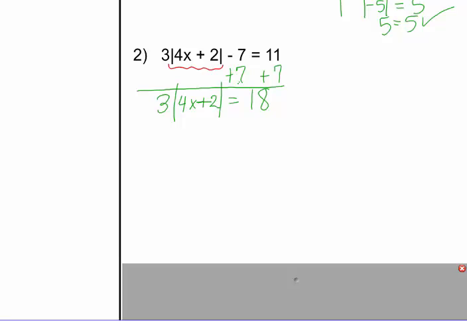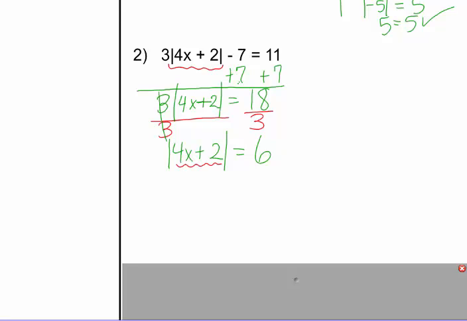So since it is a multiply, 3 times the absolute value, opposite of multiply is divide. So we're going to divide both sides by 3. So then on the left-hand side, that gives us just the absolute value for 4x plus 2. Absolute value equals 6. 18 divided by 3 is 6. Now we're going to split that up into the 2 possible cases. Okay, now it's a problem like the first example we did.